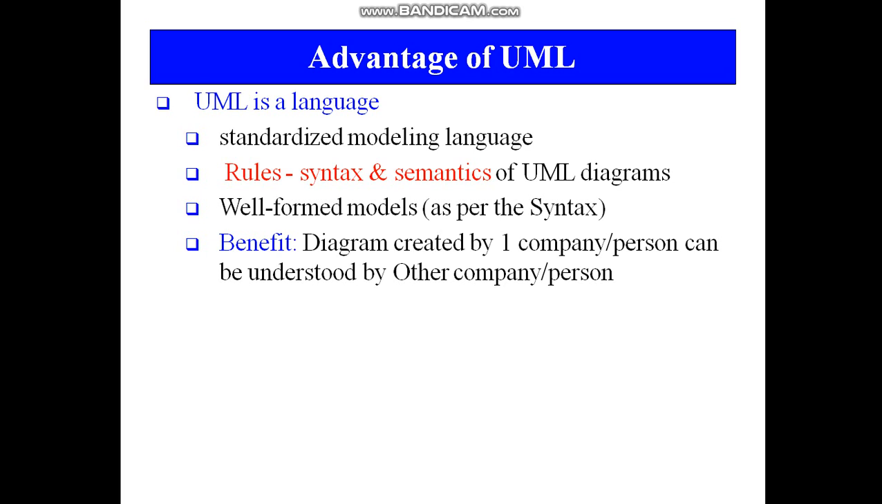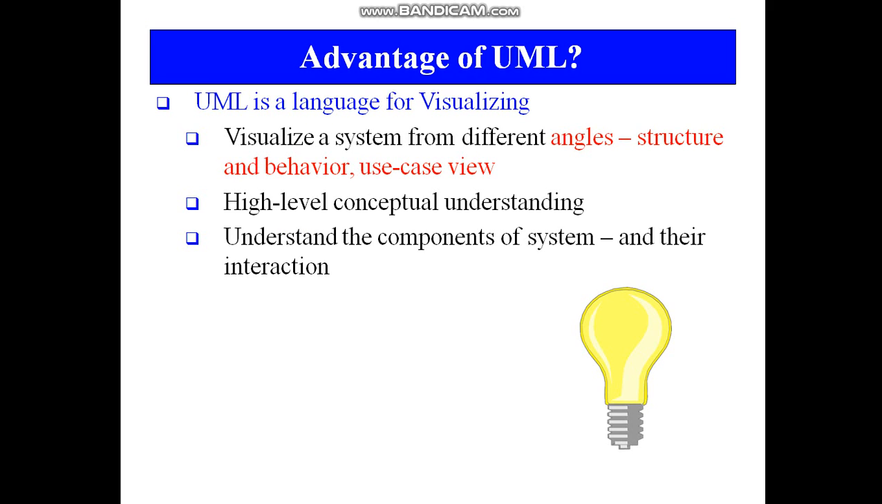Advantages of UML. UML is a standardized language that defines the rules, syntax and semantics of UML diagrams. In UML diagrams, we build models as per the given syntax, when the problem statement is given. The benefit is that a diagram created by one company or person can be understood by a person from another company. That means it is easy to explain.